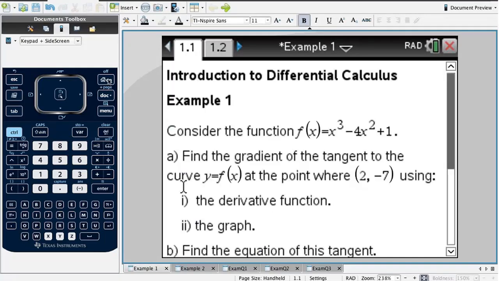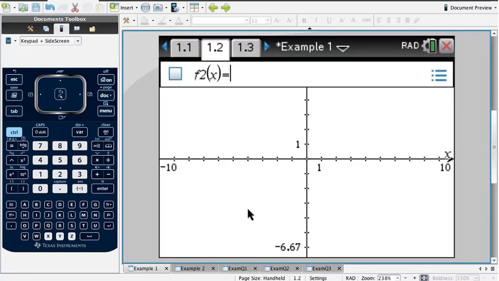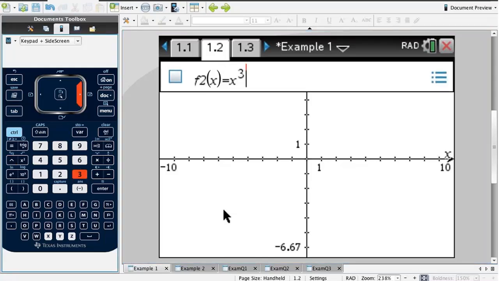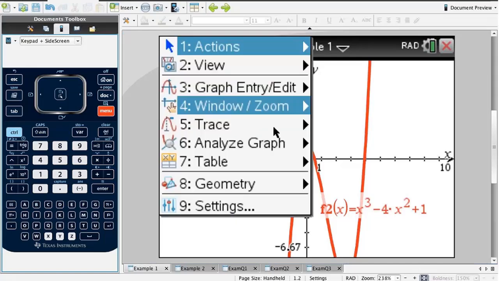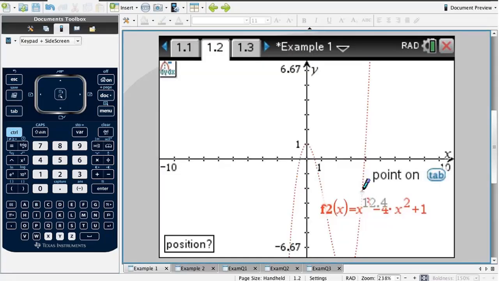So click on graph. Let's just graph x cubed minus 4x squared plus 1. Enter. I want the numerical gradient, so let's go menu, analyze graph, and I want dy/dx, and I want it at 2.